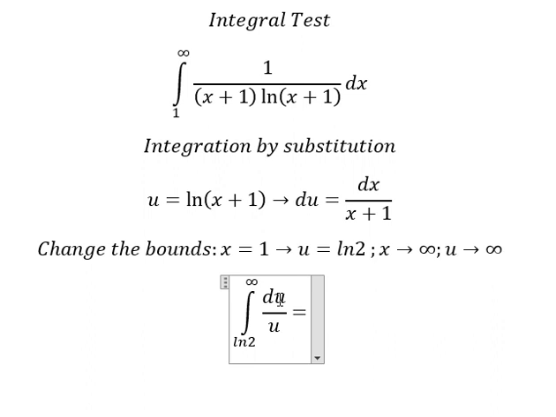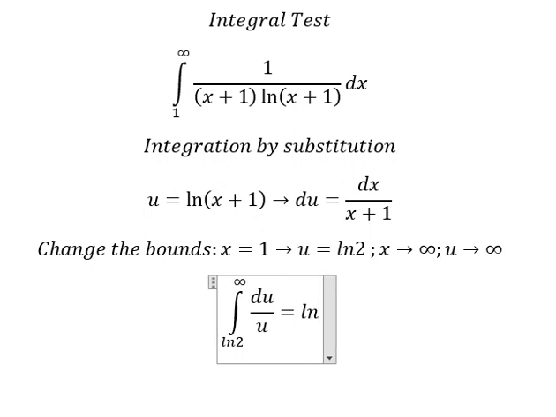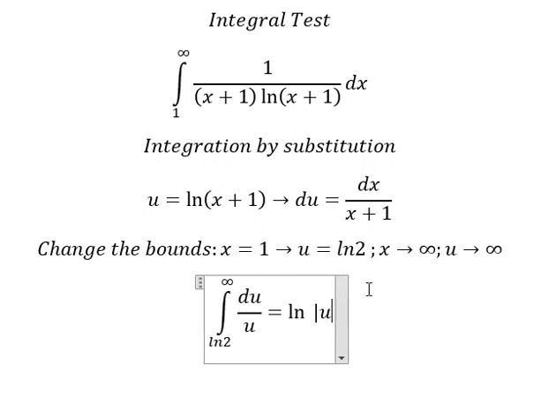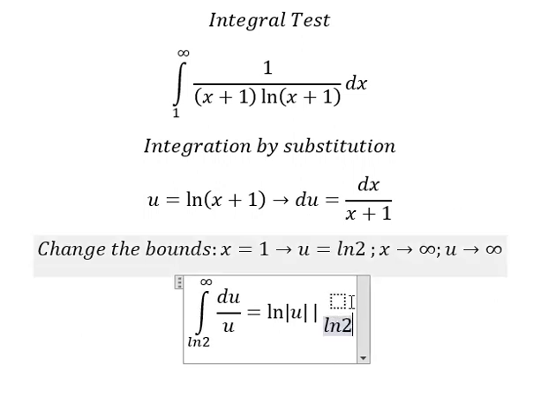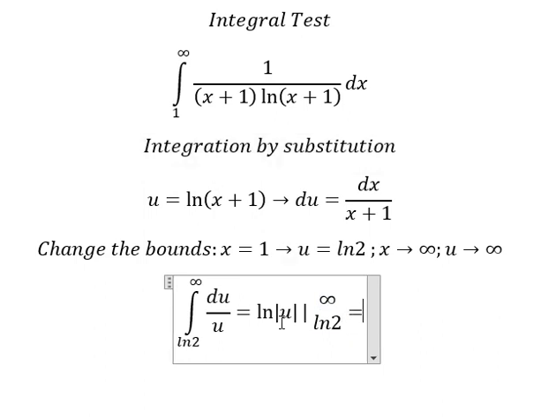The integration of this one, we have ln of the absolute value of u, and we put the bounds from ln 2 to positive infinity. So in this one, when we put positive infinity here, this will go to positive infinity. This one we have the value ln of ln 2. So that means this one goes to positive infinity.